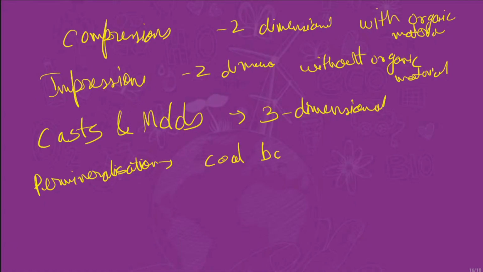Coal balls. Compactions. In compaction, plants retain their external form with only slight volume reduction. That is, it is three-dimensional, possesses organic material, and is not mineralized.